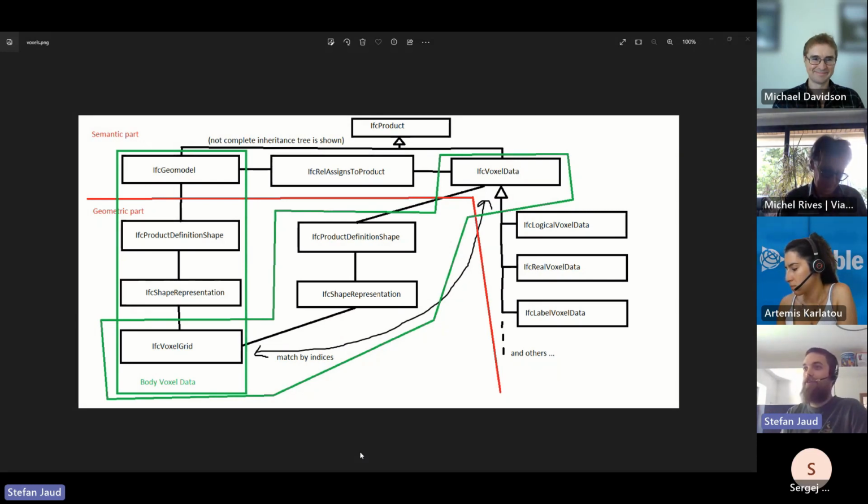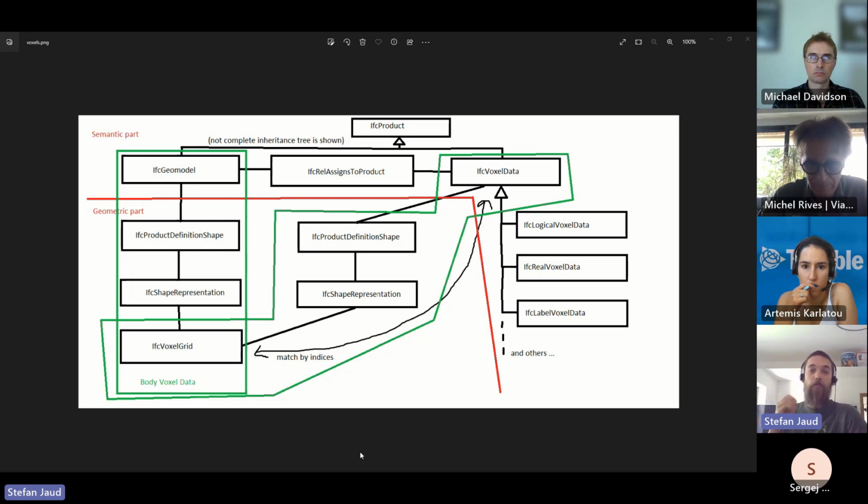But if we first focus on the black part of the sketch, the question primarily is, for example, if one has an IFC geo model that is seen on the left top, and one would say that this geo model is represented in a voxel type representation, then this geo model through product definition shape, so going downwards through product definition shape representation, would have an IFC voxel grid attached to it as its geometric representation. This is this green rectangle, the body voxel data concept template being used on the IFC geo model.